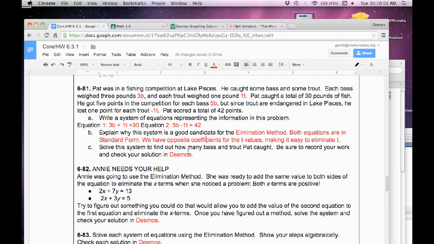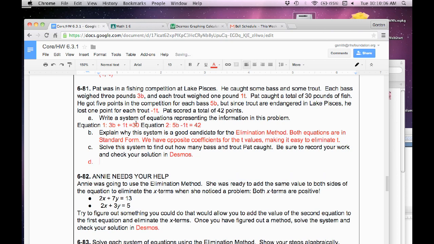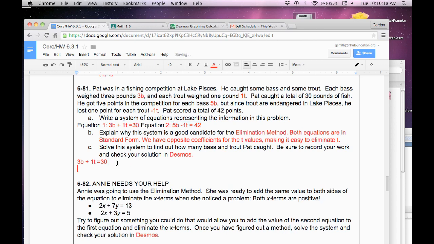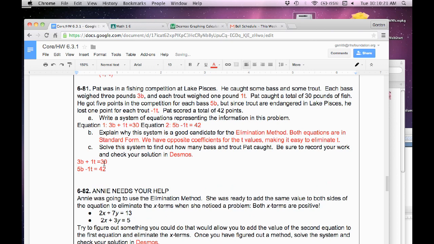Okay, so solve the system to find out how many he caught. So we'll just take the two equations. Equation 1, copy. Equation 2, copy. And then what we do is we add the two equations together. So 3B plus 5B is 8B. Positive 1T plus negative 1T, because we're adding, is going to be plus 0. And then that will be equal to 30 plus 42, which is 72.